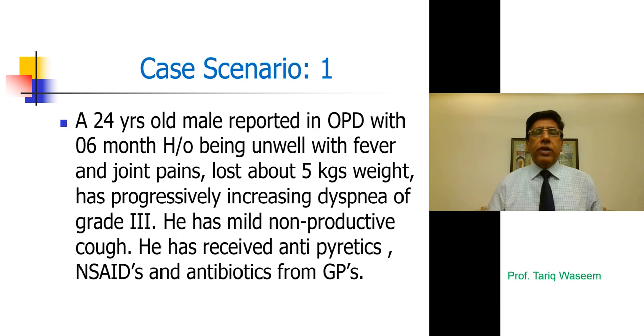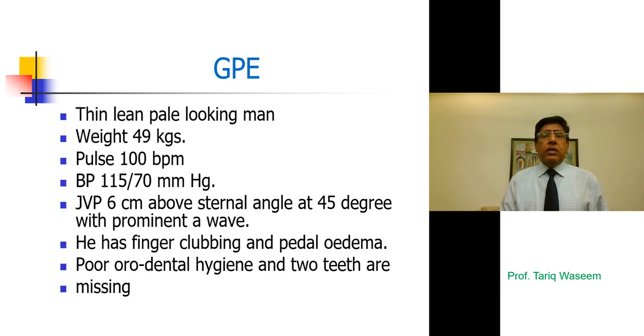He's a 24-year-old male who reported in the outpatient department with a 6-month history of being unwell. Fever, joint pain, he had lost about 5 kg of weight, has progressively increasing dyspnea, which has now progressed to grade 3. He does complain of a mild non-productive cough. He also received antipyretics, NSAIDs, antibiotics from his local general practitioner.